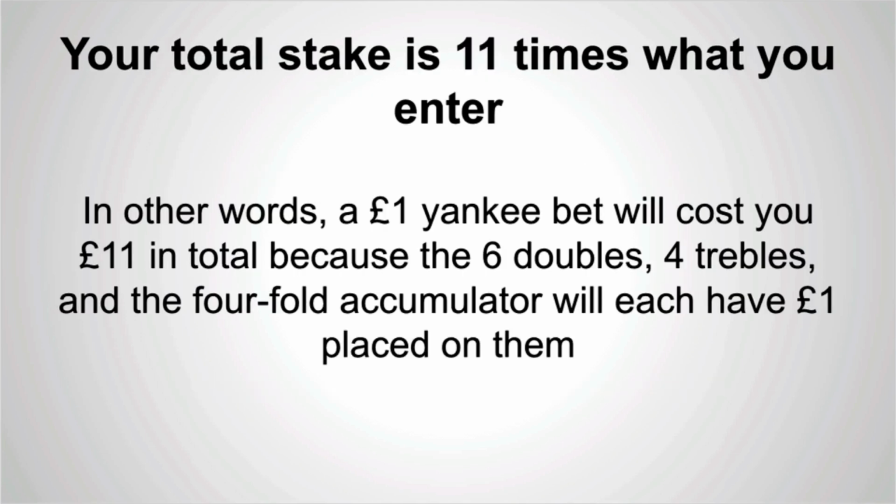Because of this, your total stake will be 11 times what you enter. In other words, a £1 Yankee bet will cost you £11 in total, because the 6 doubles, 4 trebles and the 4-fold accumulator will each have £1 placed on them.